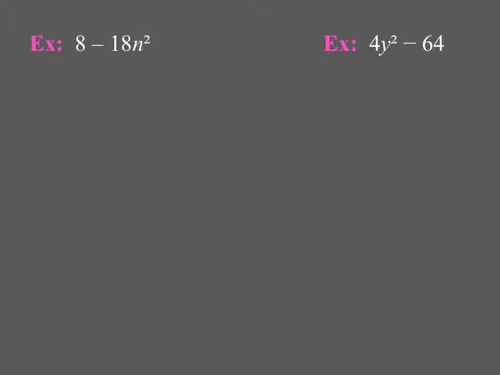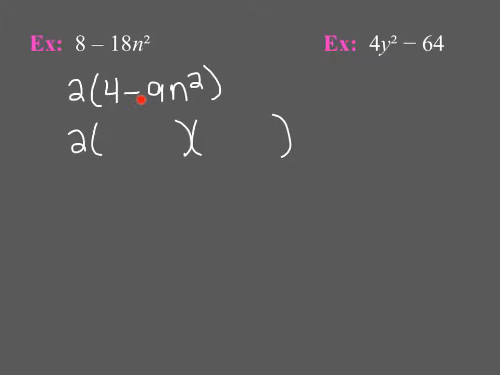So in this example, the first thing I would notice is that there's a common factor of 2, and when you factor out that GCF, you're left with 4 minus 9n squared. And 4 minus 9n squared is the difference of two squares. So that would become (2 plus 3n) times (2 minus 3n). And the common factor of 2 that came out stays outside.